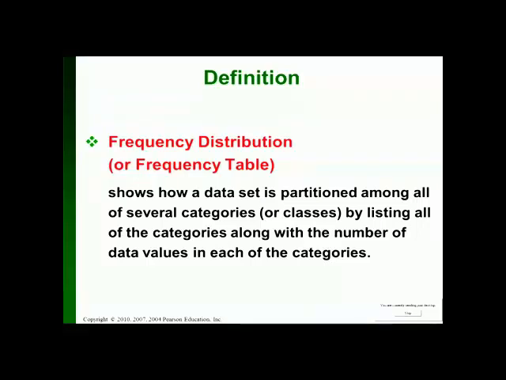I list how many A's, how many B's, how many C's, how many D's, how many F's. Or I could break it down into numbers. My first class would be 90 to 100. My second class would be 80 to 89 and so on. And then I just tally up how many grades are in each group to see overall how the class did. So that is a very quick example of a frequency distribution.